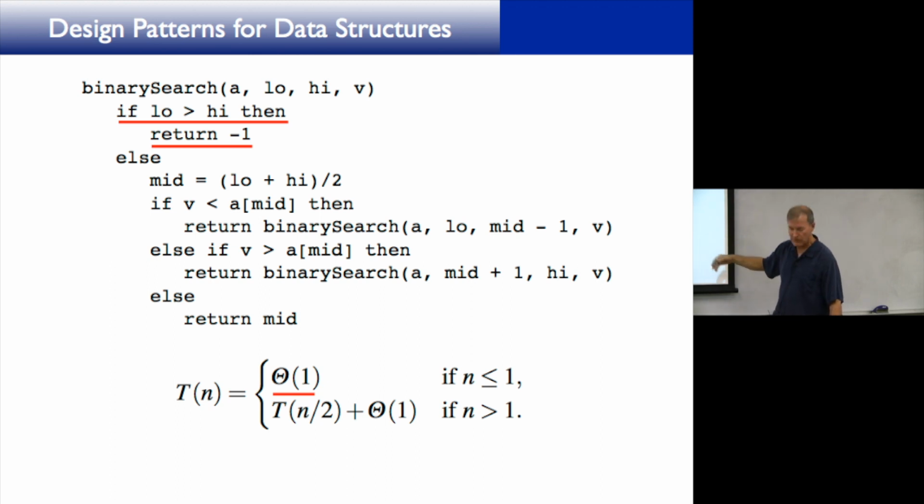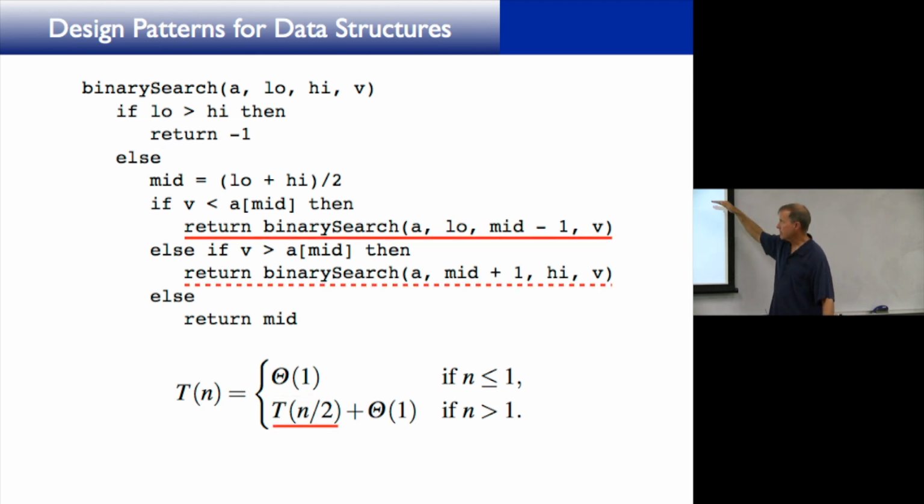But otherwise, what will we do? We will either call what or what? Either do this binary search or this binary search, right? But either one of those is T of n over 2. Because instead of searching for n elements, we're cutting it in half and we're searching for n over 2 elements. So it's either this one or this one, but it's one of those. So it's 1 T of n over 2.